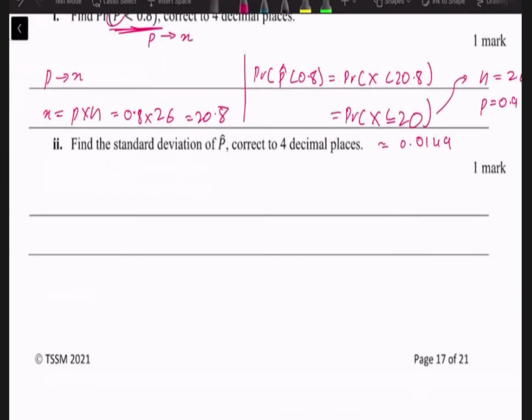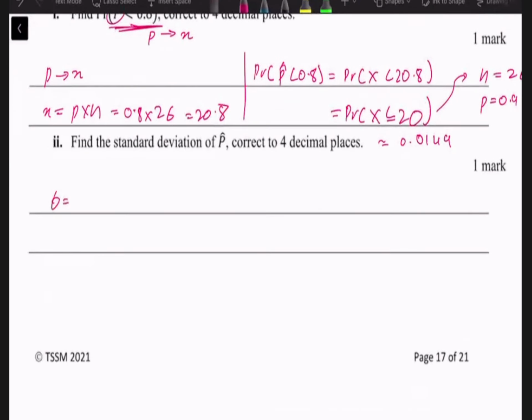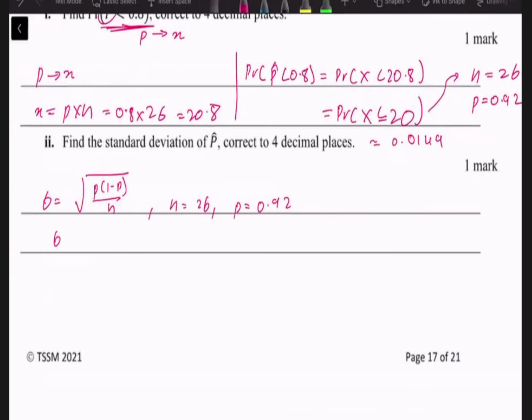So the standard deviation of p hat is pretty easy. You just apply the formula that we know. So the square root of p(1 minus p) on n. Again, n is 26 and p is 0.92, and to 4 decimal places, you should get 0.0532.